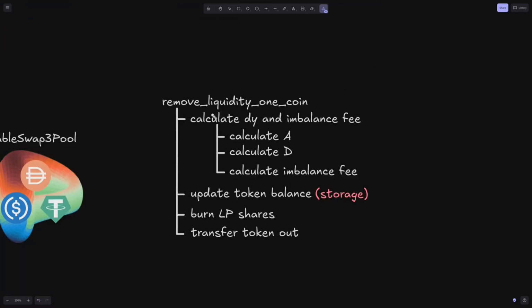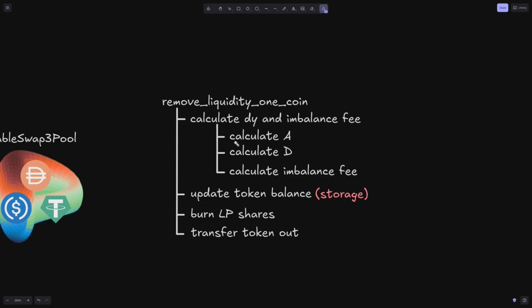So here we have the function remove liquidity 1 coin. And again, we can see that it first calculates the A parameter and then calculates the D parameter. Why does it do this, and what is the relationship between the A parameter and liquidity D? How does the change in A parameter affect the liquidity D?